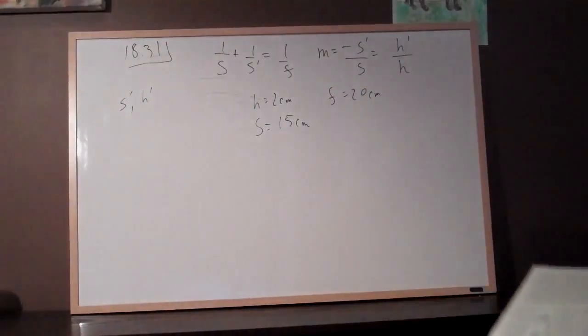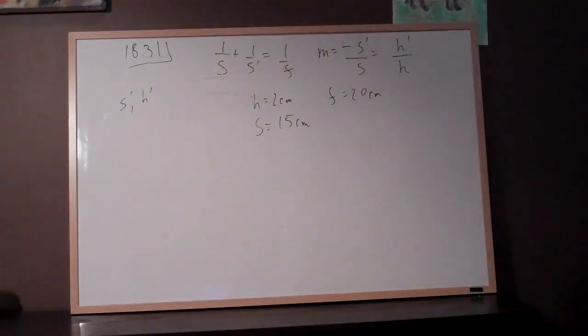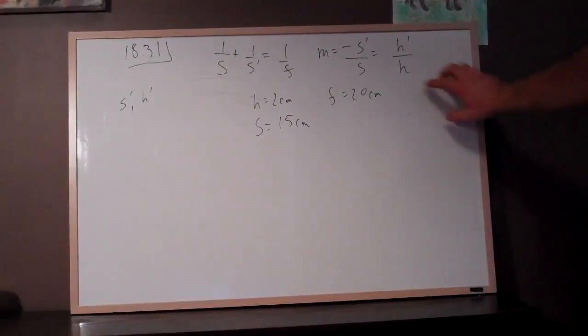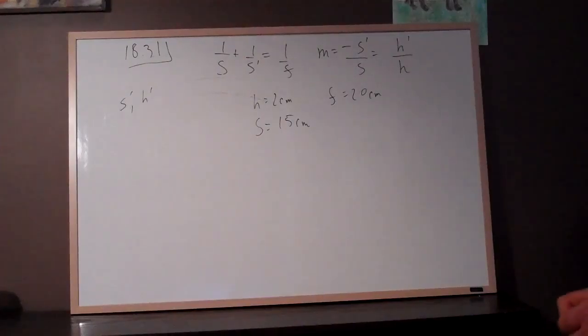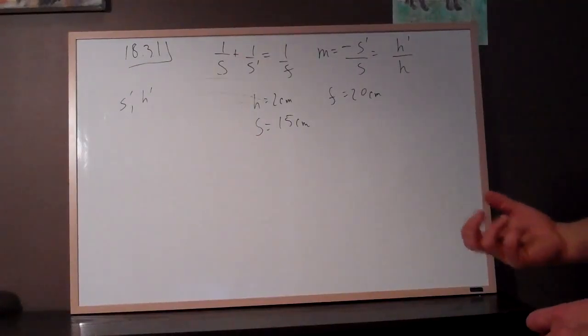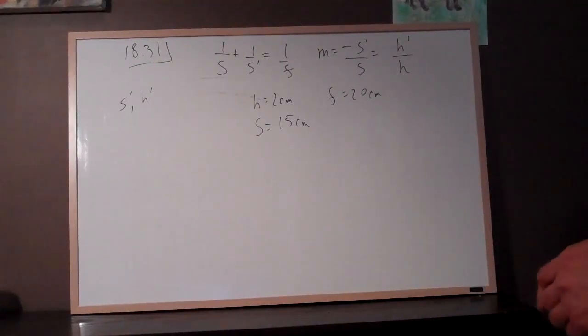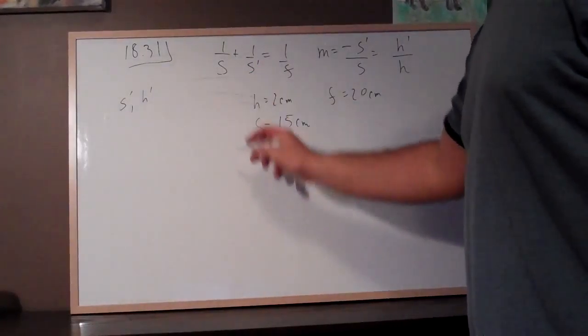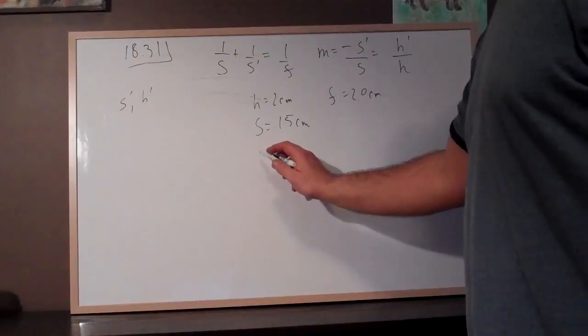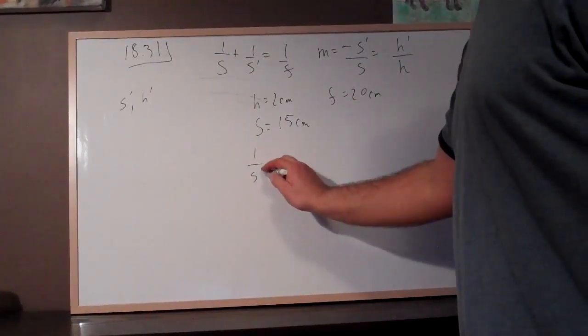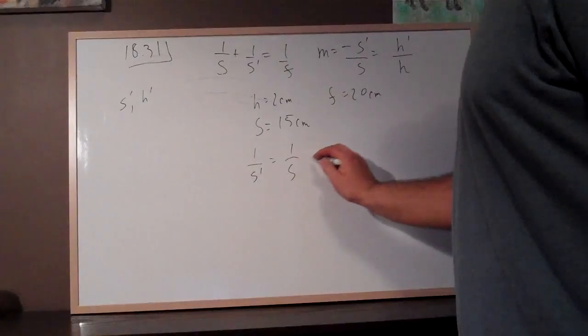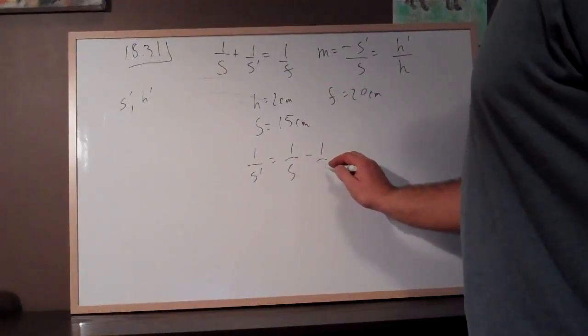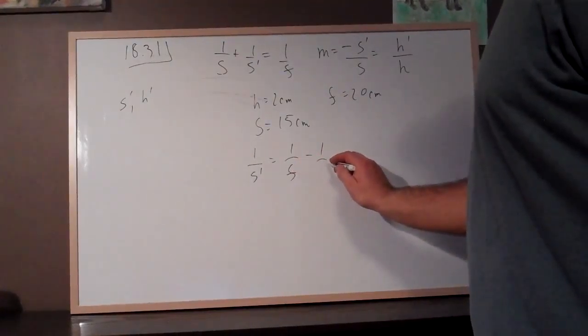Good. So we should be able to use the lens equation to figure out where it's located, and then once we know where it's located, we can use this relationship here to figure out what the height is, because then we'll know s prime and s, and we're given what h is. So let's first of all get s prime. Using the lens equation, I can solve for s prime: 1 over s prime is 1 over f minus 1 over s.